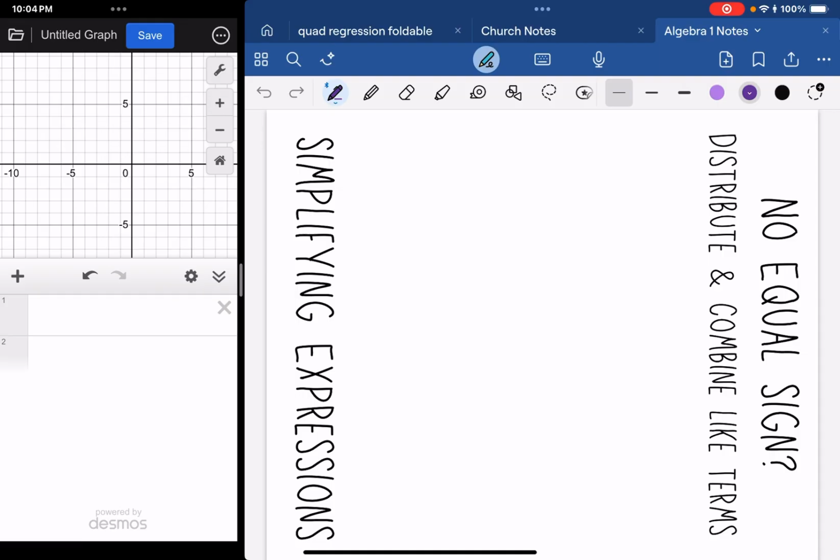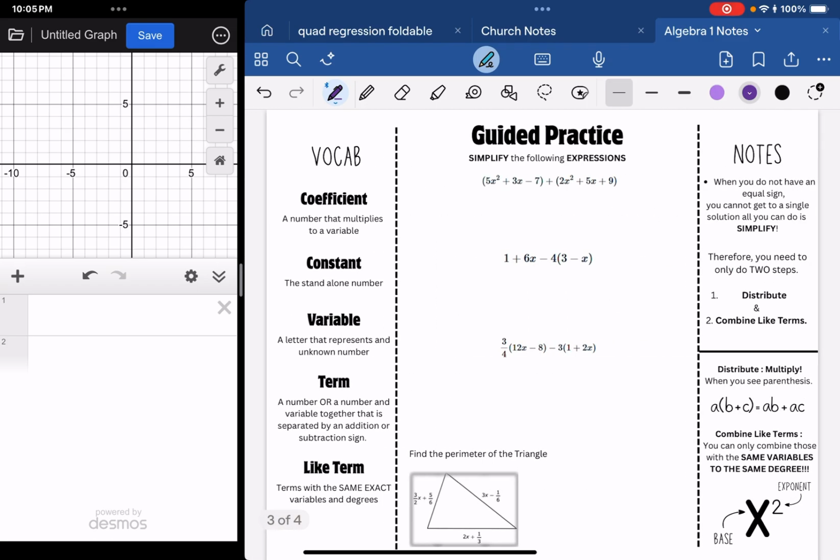So, when we are dealing with no equal sign, this is called an expression. Okay, so notice on the other door it says simplifying expressions. So with expressions, guys, it is not like an equation. An expression is something you can only get down to its simplest terms. And so that's why we simplify expressions. We don't solve expressions. And we know it's an expression if it doesn't have an equal sign. Okay. And there are only two things you can do. You can distribute and you can combine like terms. And we'll talk about those things.